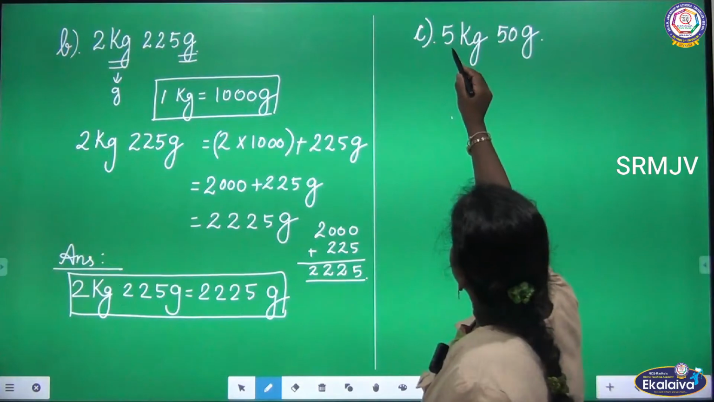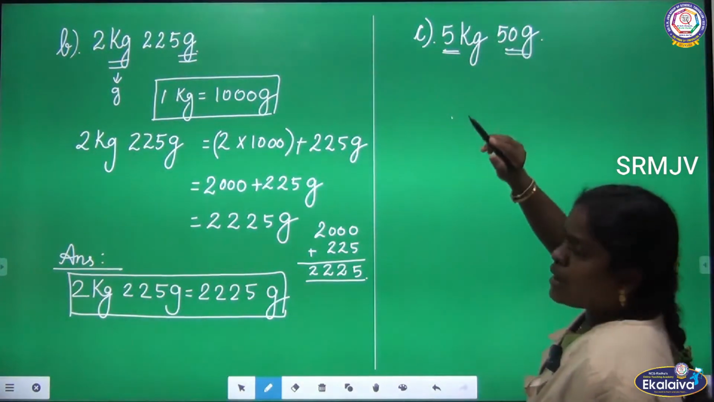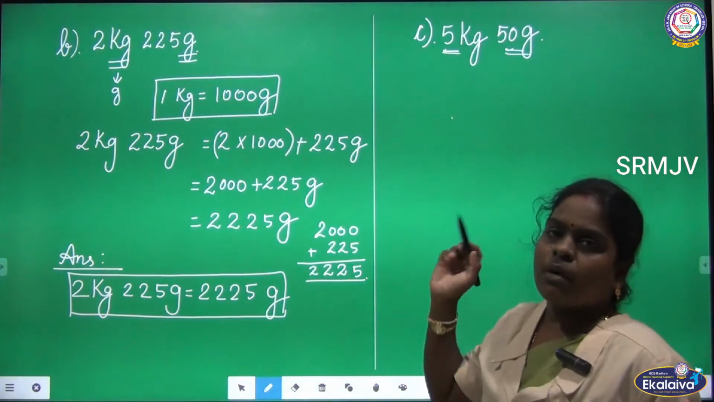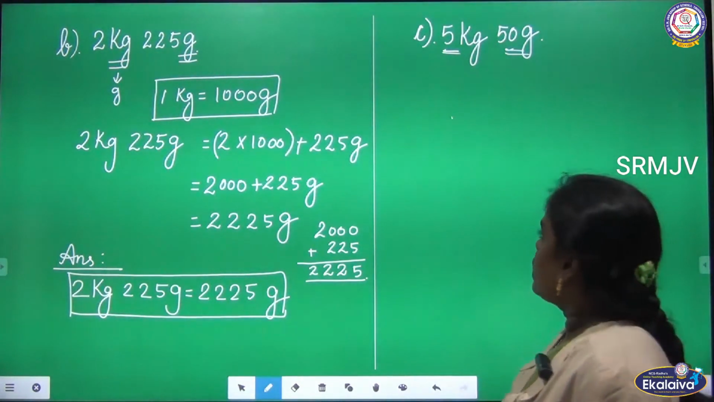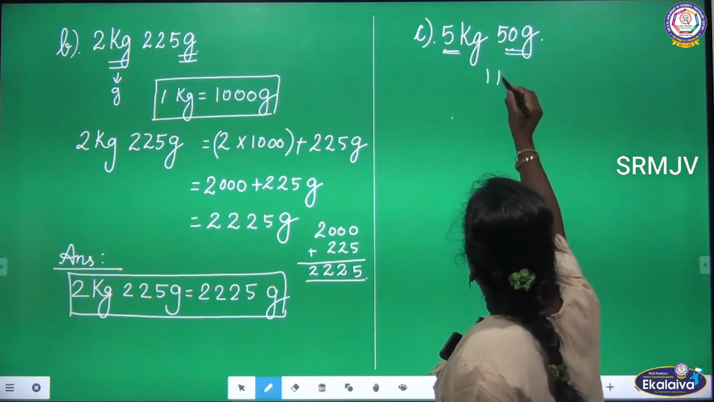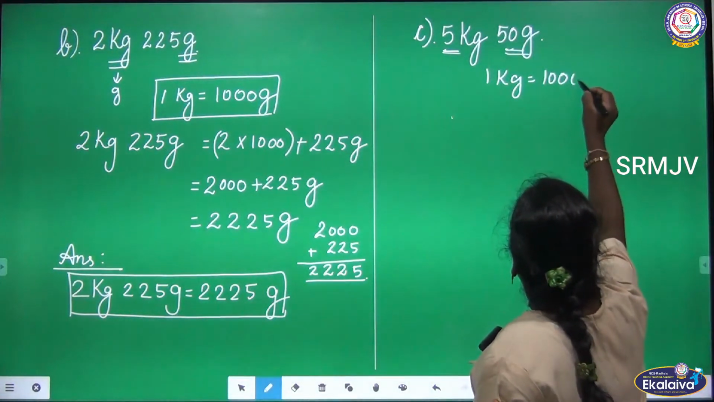So look at the next question. Here 5 kilogram and 50 gram is given. So as usual we have to multiply the number 5 by 1000, then add 50 gram. So write down the formula. 1 kilogram equal 1000 gram.